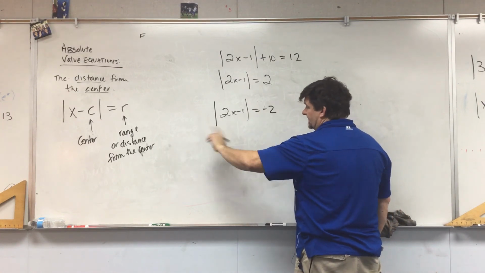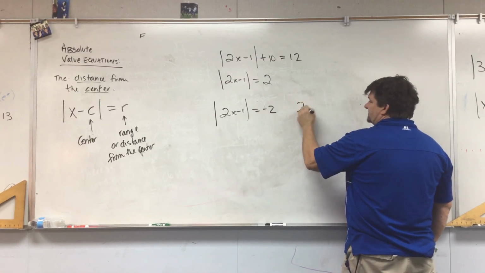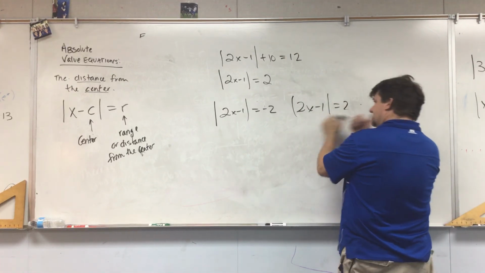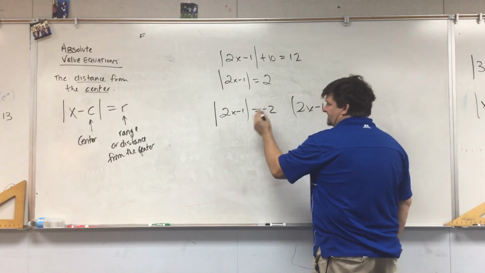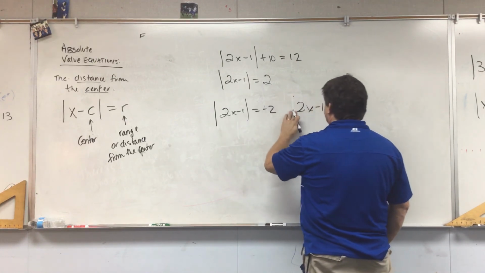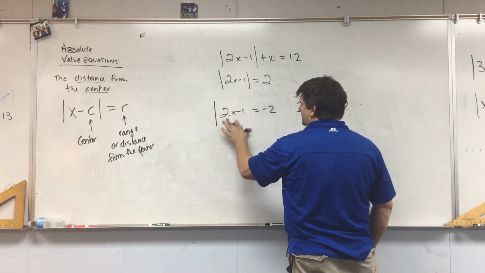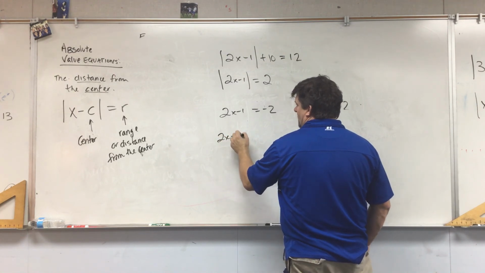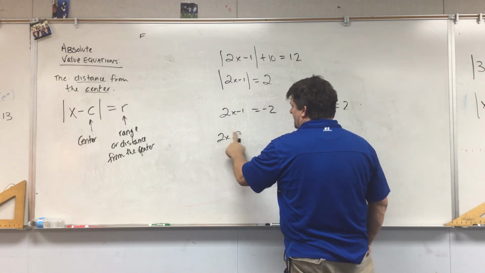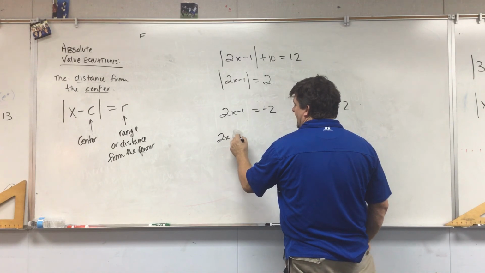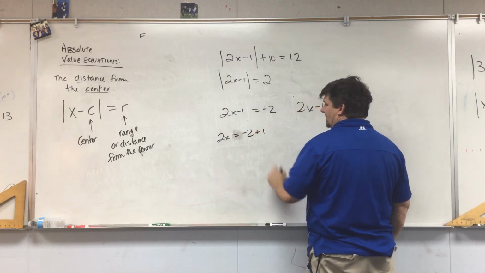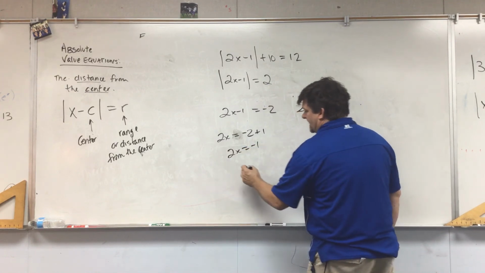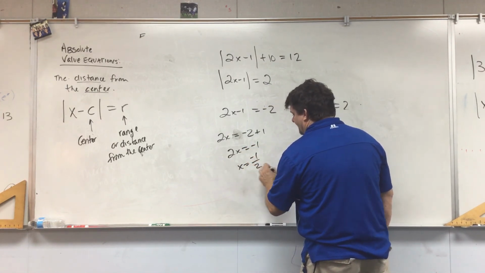My distance to the left. 2x minus 1 equals 2. My distance to the right. So then I just solve these. Just take the absolute value bars away here, guys. And so I get 2x minus 1, 2x equals negative 2 plus 1. 2x equals negative 1. X equals negative 1/2.